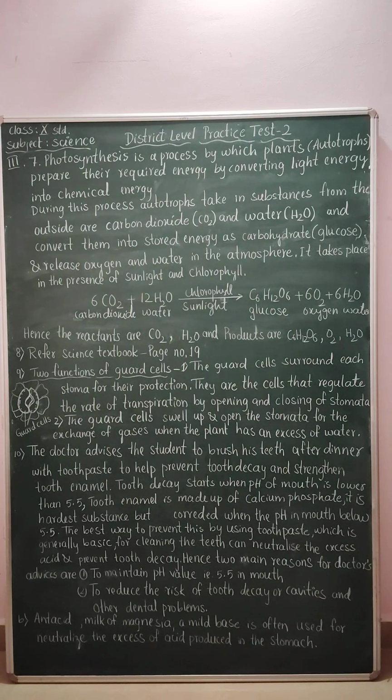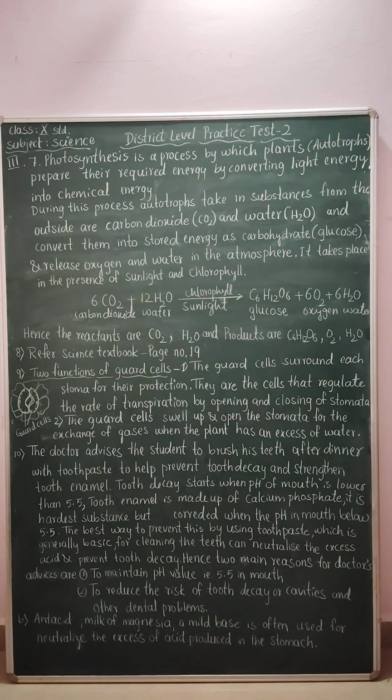Answer, photosynthesis is a process by which plants prepare their required energy by converting light energy into chemical energy. During this process, plants take in substances from outside, carbon dioxide and water, and convert them into stored energy as carbohydrate or starch, and release oxygen and water in the atmosphere. It takes place in the presence of sunlight and chlorophyll.